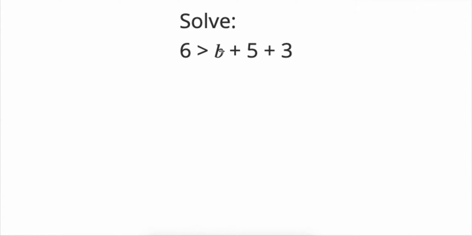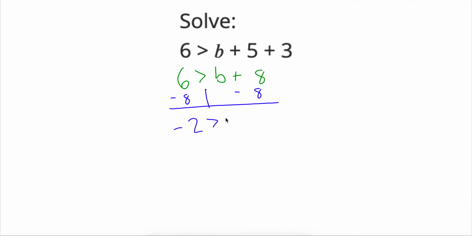Solve. 6 is greater than b plus 5 plus 3. All right, let's combine some like terms. 6 is greater than b plus 8. 5 plus 3 is 8. Okay. Let's get rid of this positive 8 by subtracting 8. And we're going to get negative 2 is greater than b.